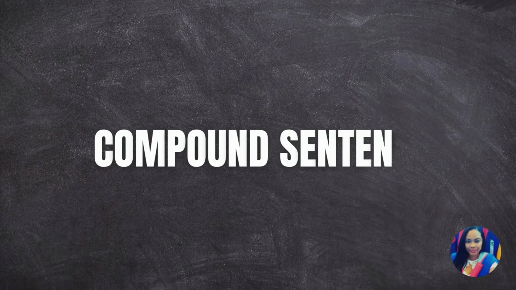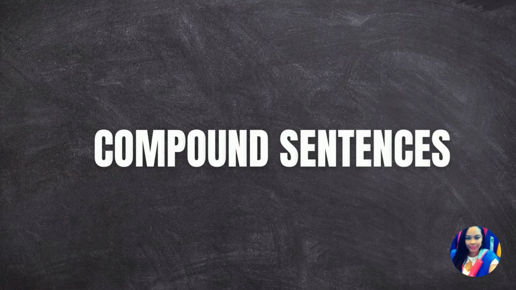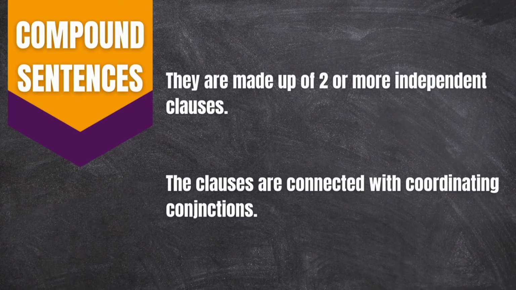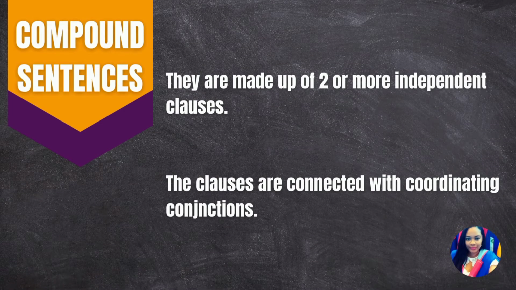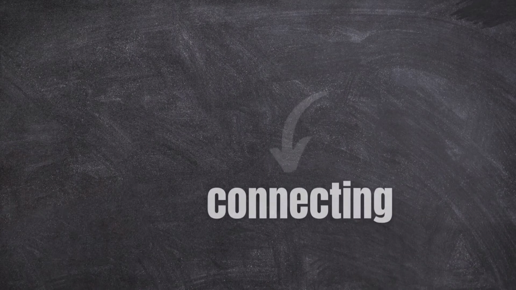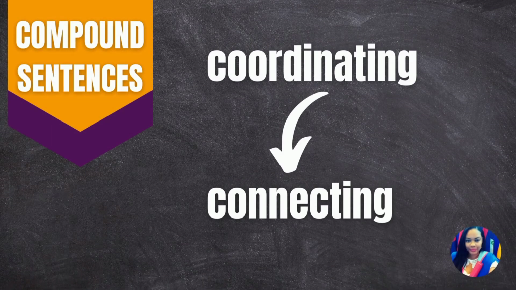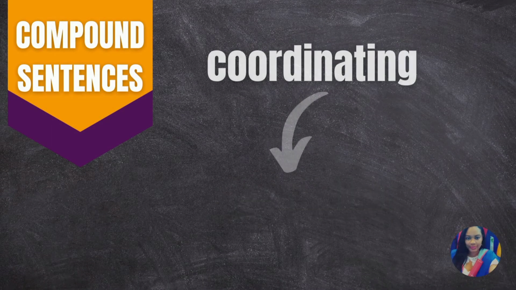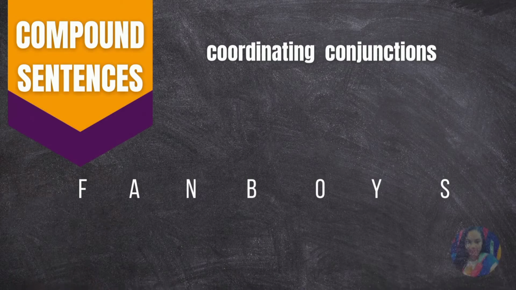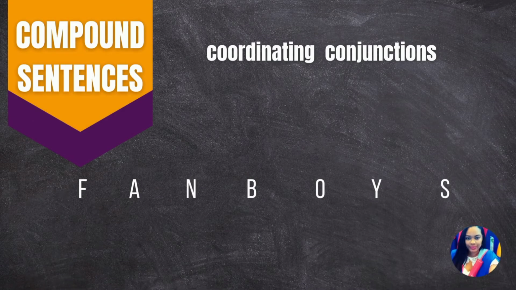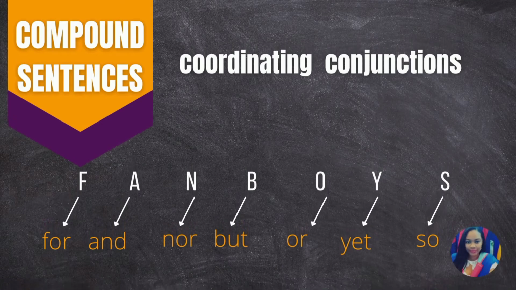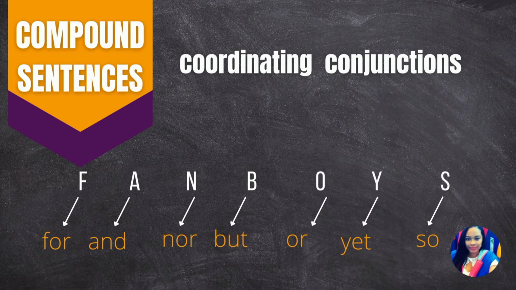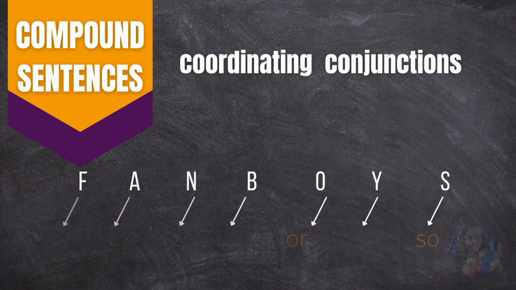Compound sentences are made up of two or more independent clauses and are joined by coordinating conjunctions. Coordinating just means that they connect the clauses. Here's an easy way to remember the coordinating conjunctions. Fanboys. For, and, nor, but, or, yet, so.